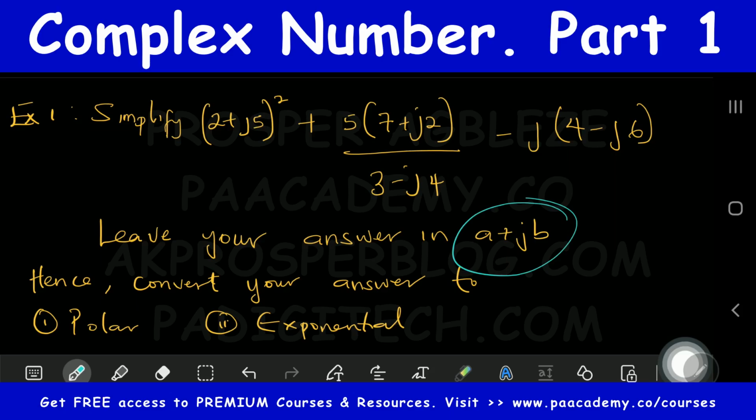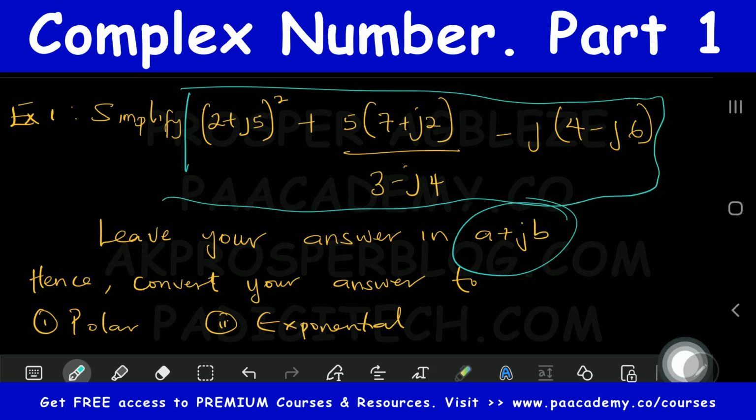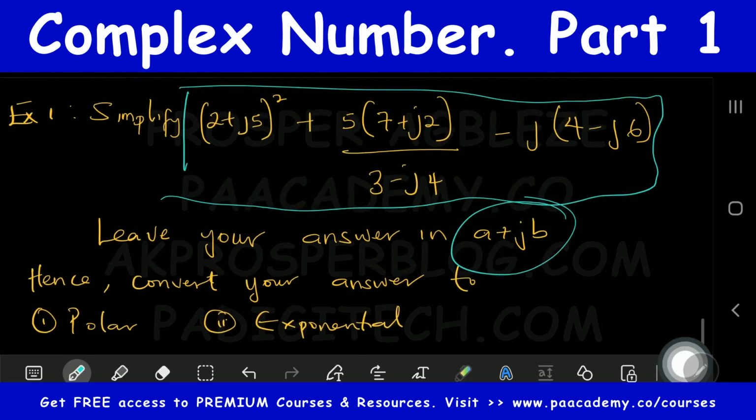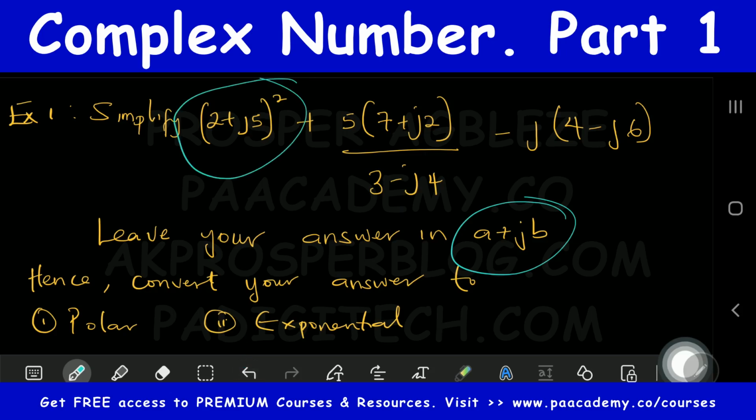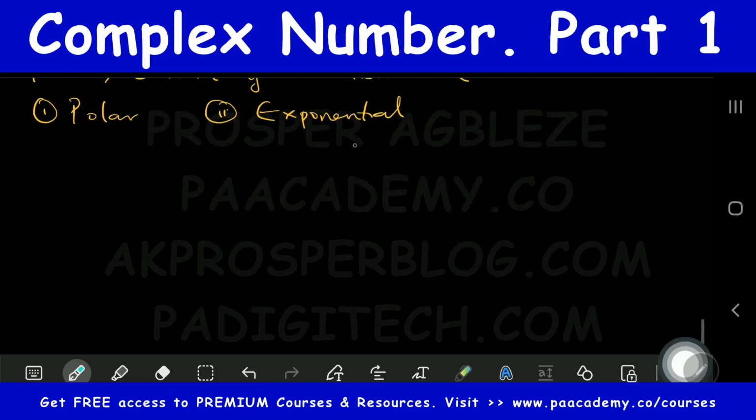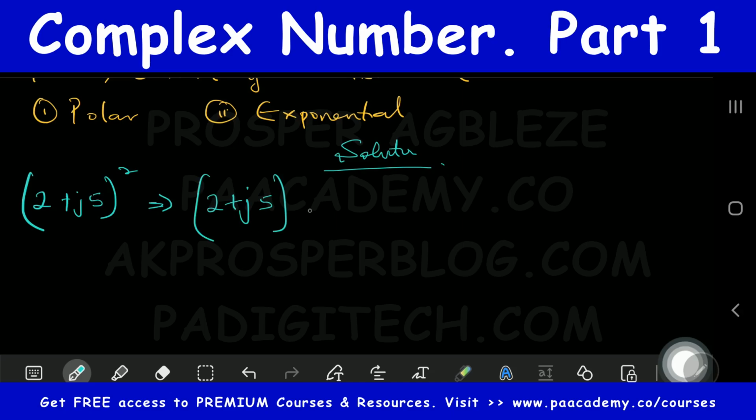Now let's start with breaking down what we have here. We have this part that we are asked to simplify, so let's go ahead and simplify it. For us to simplify this, we are going to take it one after the other. We are going to take the first part, which is (2 + j5) squared. With this, we can go ahead and expand it, so that means we're having (2 + j5)(2 + j5).